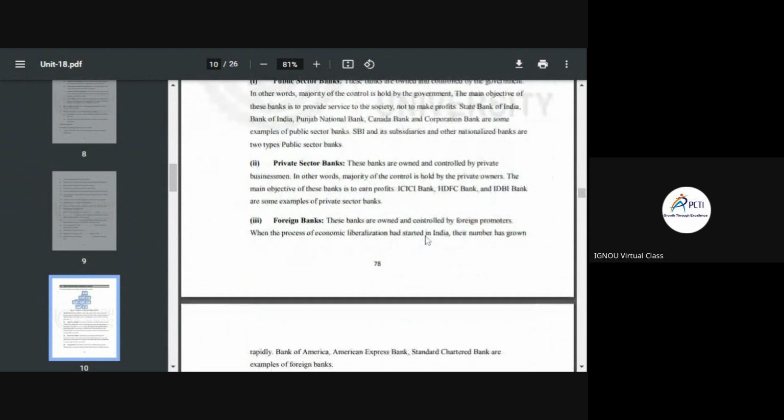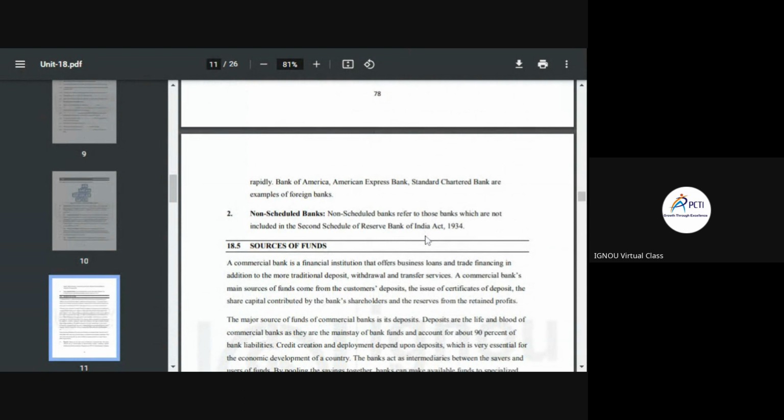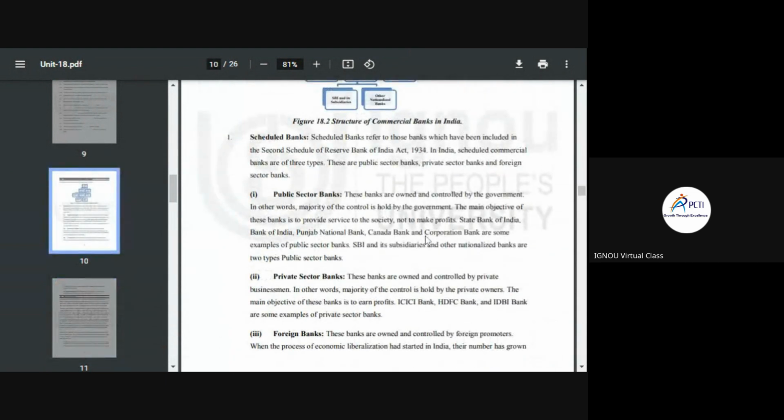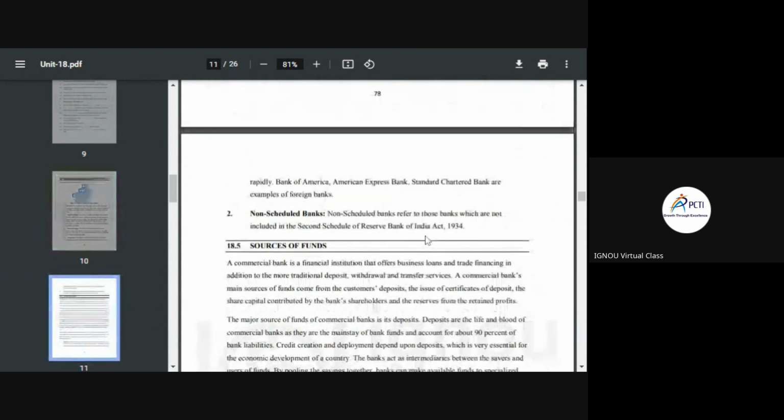It comes with the public sector bank, private sector bank, and foreign bank. Second one is non-scheduled bank. So basically, scheduled banks are the banks which have been included in the second schedule of the Reserve Bank of India Act 1934. And in India, scheduled commercial banks are of basically three types, which I already told you: public sector, private sector, and foreign banks.